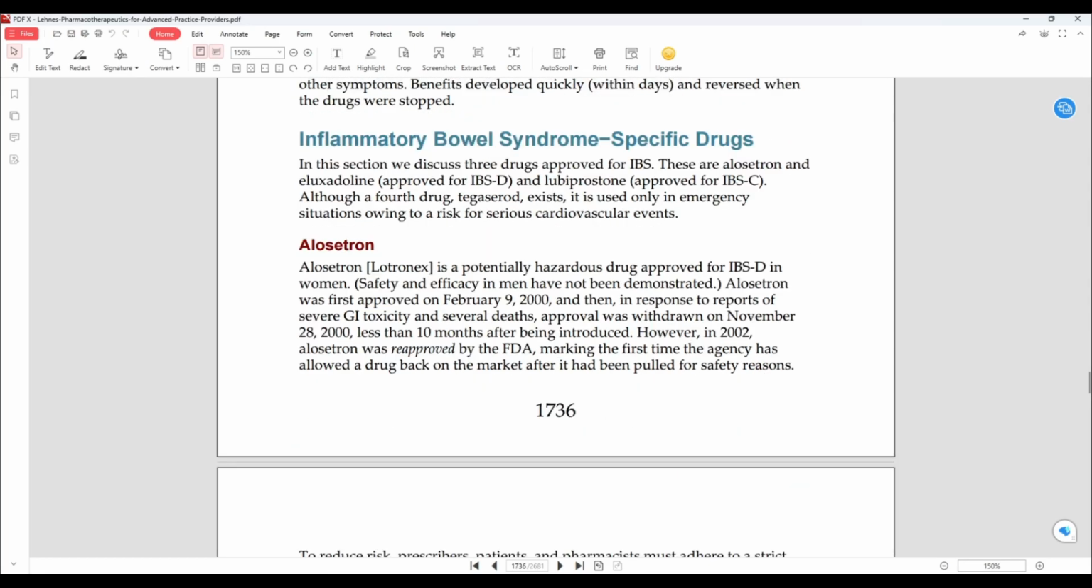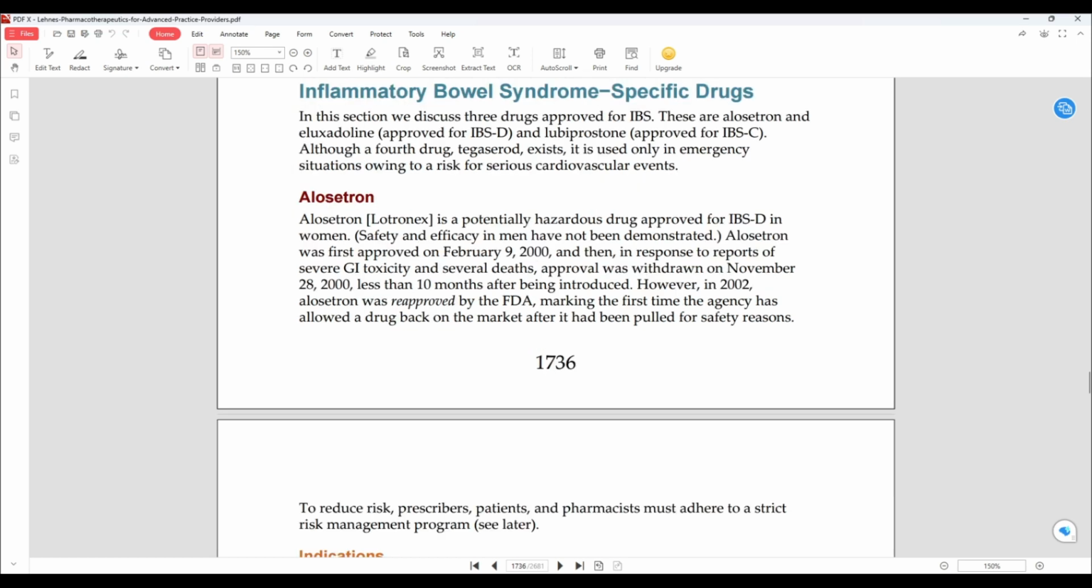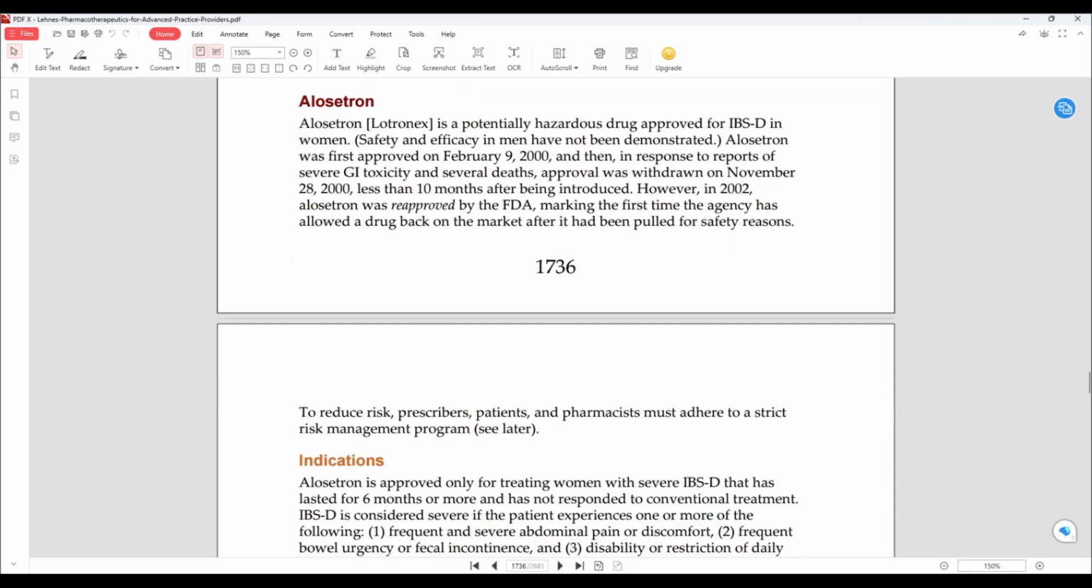So, irritable bowel syndrome, specific drugs. In this section, we discuss three drugs approved for IBS. These are alosetron, alosetron and lubiprostone. Although a fourth drug, tegaserod, exists, it is only used in emergency situations owing to its risk for serious cardiovascular events. So, we'll start with the first one.